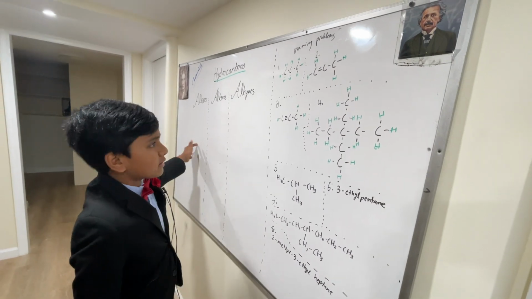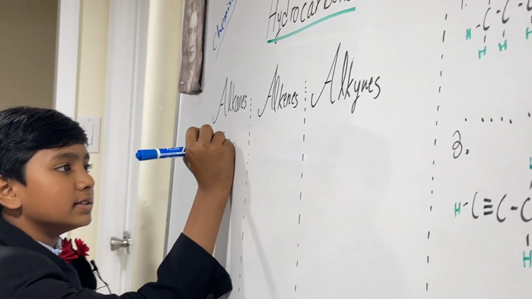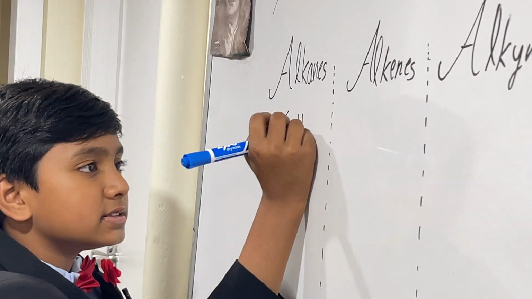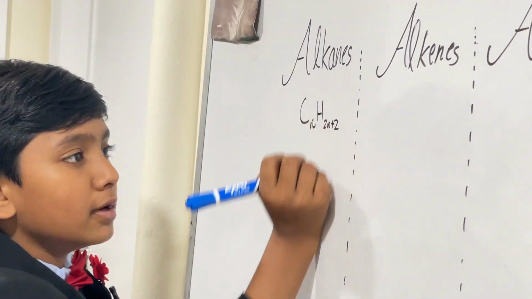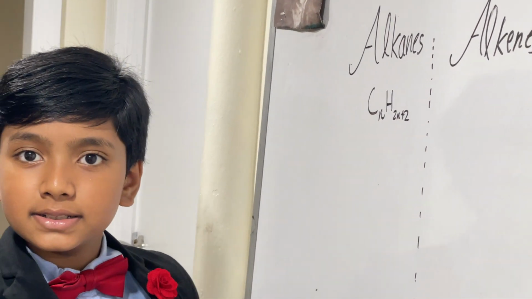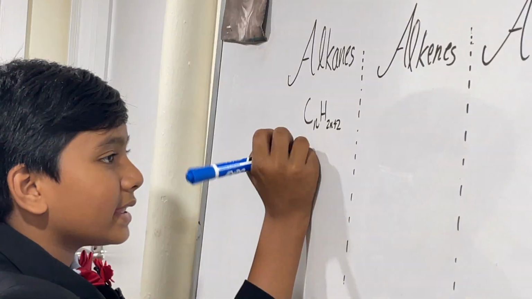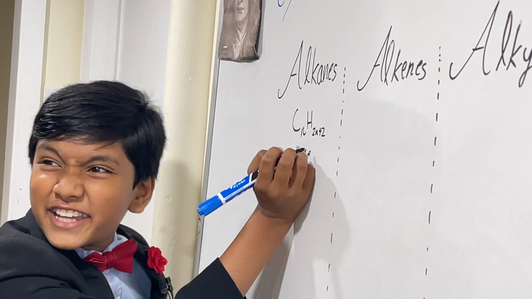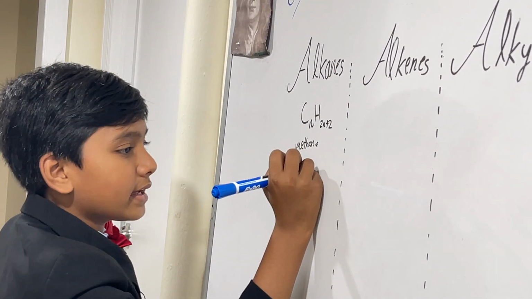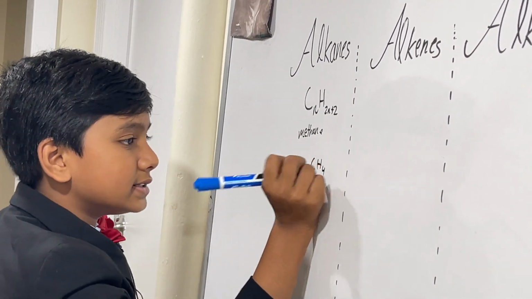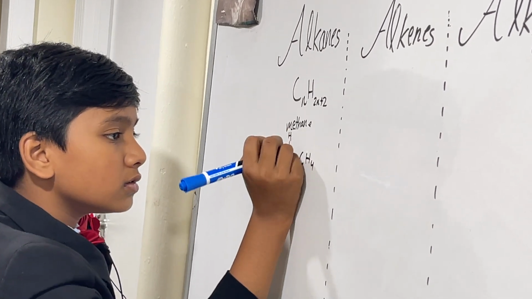So what is an alkane? Something with the formula CnH2n+2. Their name always ends in a-n-e. So, for example, methane, which has the chemical formula CH4.